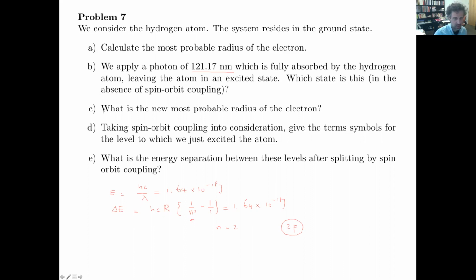All right, let's go to C now. What is the new most probable radius of the electron? Well, the electron now is in 2p. I just determined that. And I'm going to find now from the table the wave function 2p and do basically the exact same calculation as I did in question A. Same thing, just have to do it again.